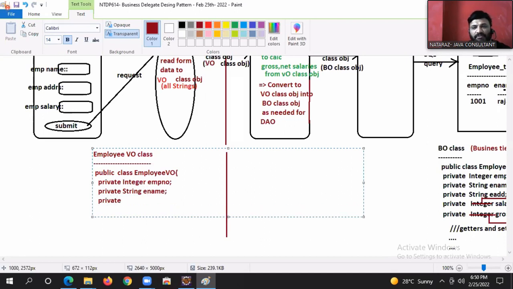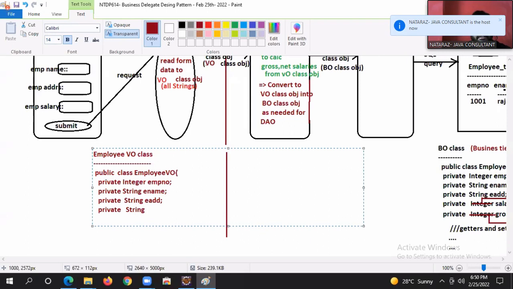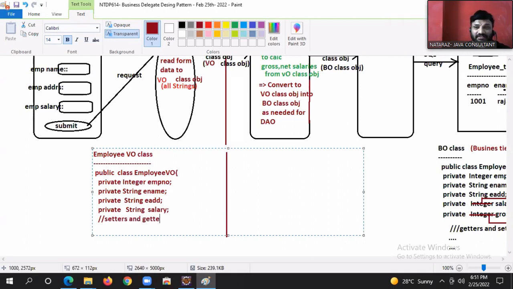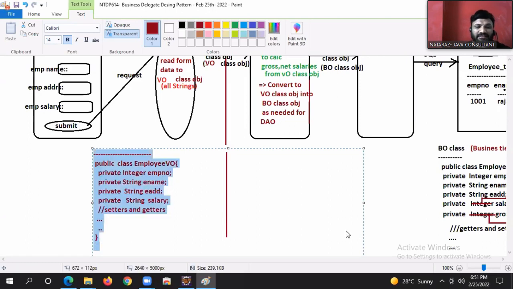Next, private integer. Oh, and here also string only. String EADD. Private, this is very interesting. String salary. Getters and setters. Okay, getters and setters. Please focus.